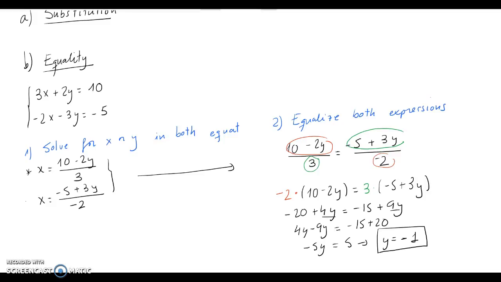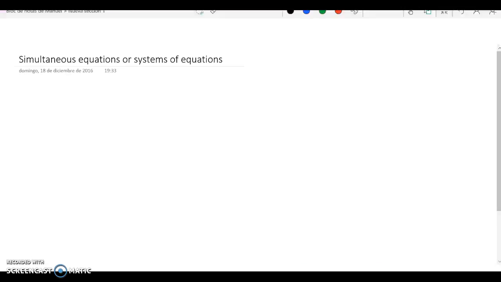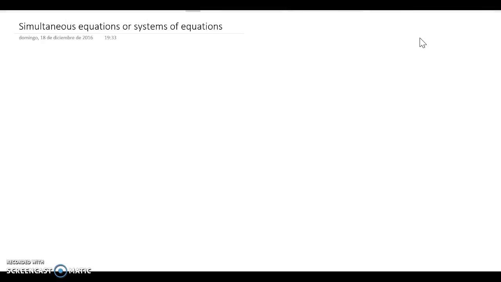In this expression or this expression, it doesn't matter. I think the first one is easier. So x is going to be equal to (10 minus 2 multiplied by minus 1) over 3. This is going to be 12 over 3 equals 4. So I already have my solutions. The x is going to be 4 and the y is going to be minus 1. So now I'm going to finish with the last method, that is called the elimination method.